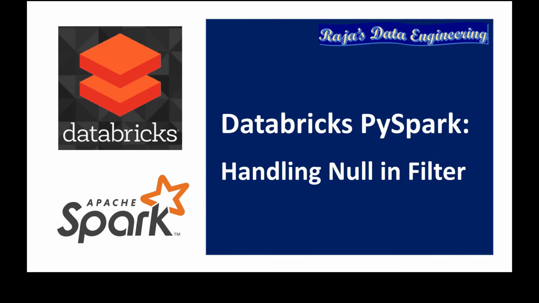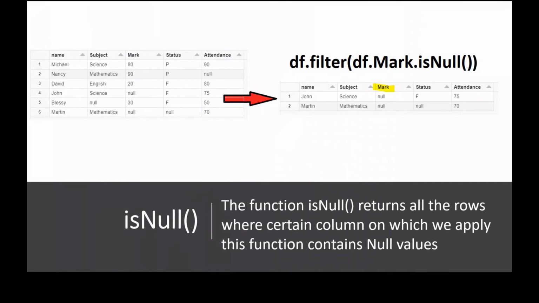In PySpark, there are many functions to handle null values. In this video, I'm going to explain two important and basic functions, and I will cover the rest of the functions in later videos. The first function is isNull. This function is mainly used to filter all the rows where a certain column contains null values.